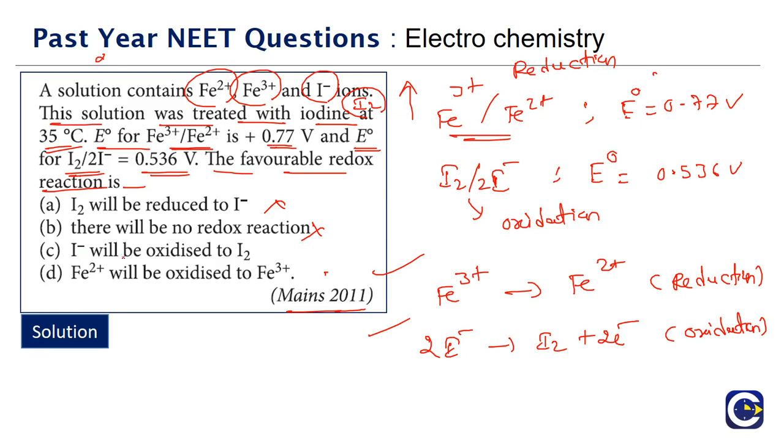One of them will be the reduction part, the other will be the oxidation part. Look at option C. I- will be oxidized to I2. Are you able to see it? I- is oxidized to I2. This is correct. Option D is saying Fe2+ will be oxidized to Fe3+. No, in fact Fe3+ will be reduced to Fe2+. So this is also not correct. What is the correct one? Option C, I- will be oxidized to I2. So whenever we have these kinds of questions, where a reaction mixture or couples are given and they ask which will be the favorable redox reaction, we should first decide which will be the reduction and which will be the oxidation. Accordingly, we will be able to decide the favorable redox reaction.